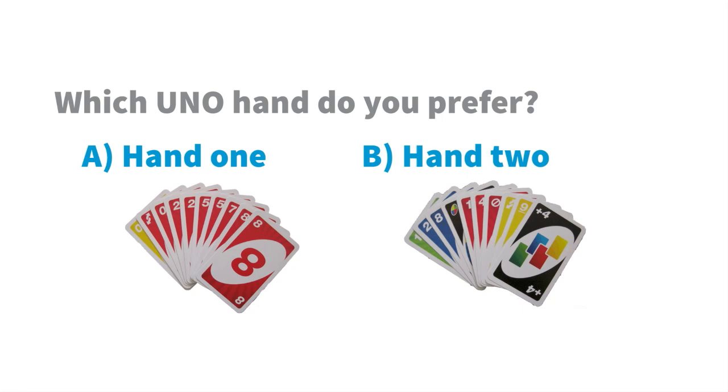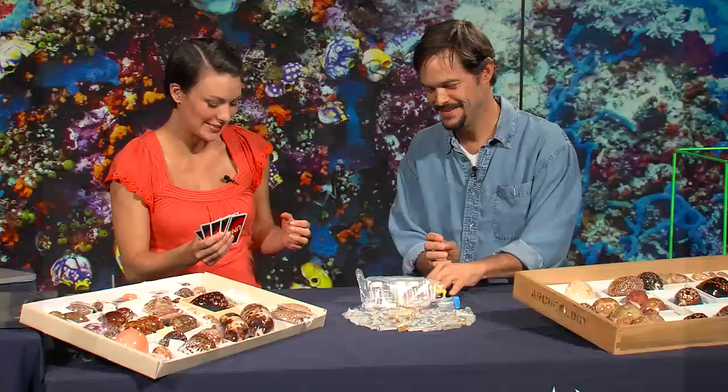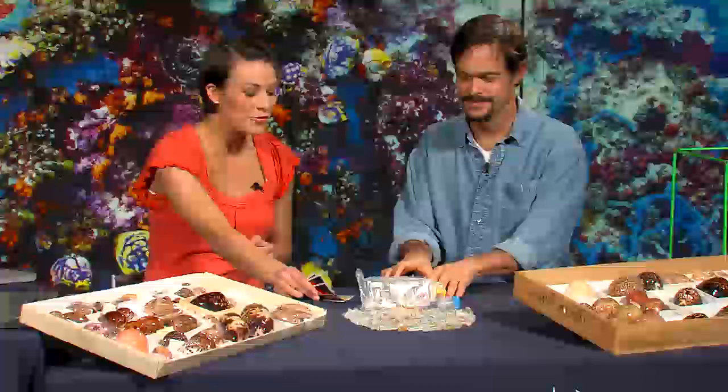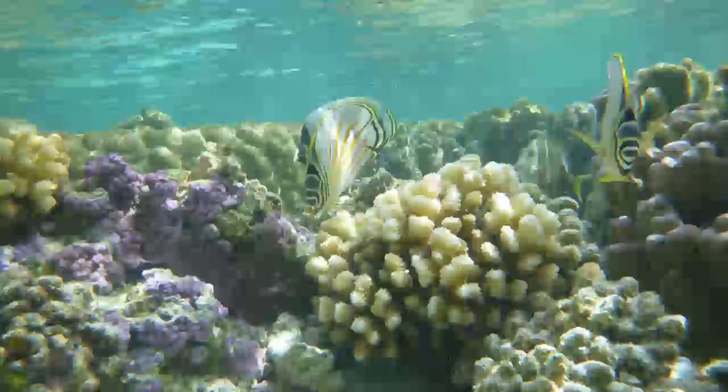The answers are in, and our viewers are unanimous in saying that the second hand, the one with more variety, is better. What do you think? That's exactly the message. You know, again, the diversity, that variation, is a hedge against change. So, I mean, it's fine if it stayed on red, but if it shifts, you better have something in your back pocket to adapt to that.